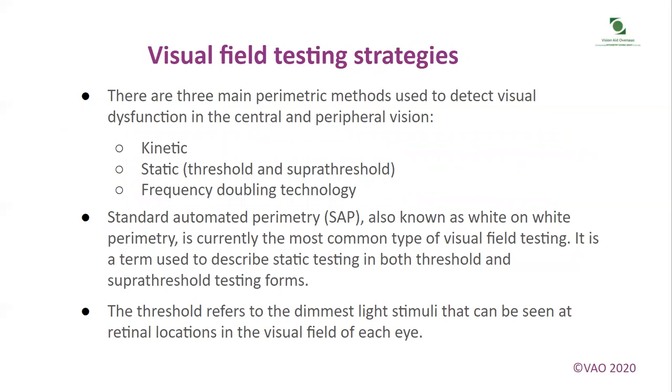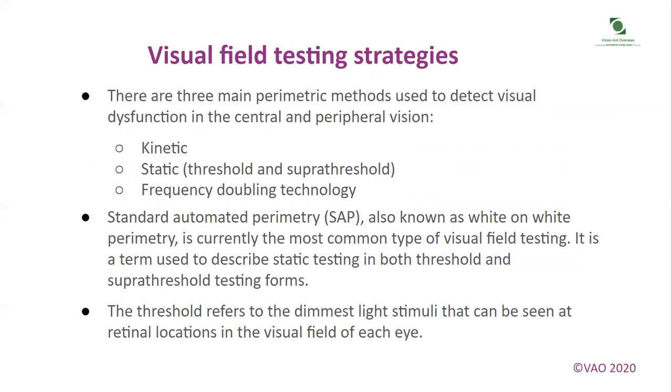There are three main perimetric methods used to detect visual dysfunction in the central and peripheral vision. They are kinetic, static, either threshold or suprathreshold, and frequency doubling technology.